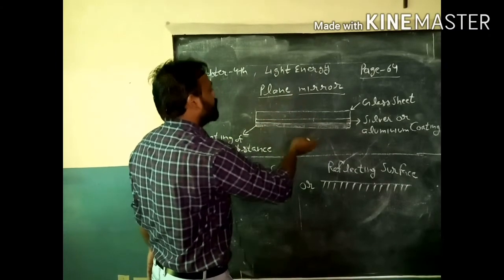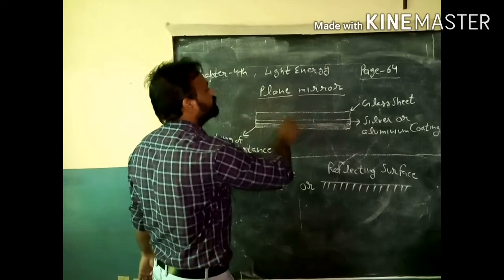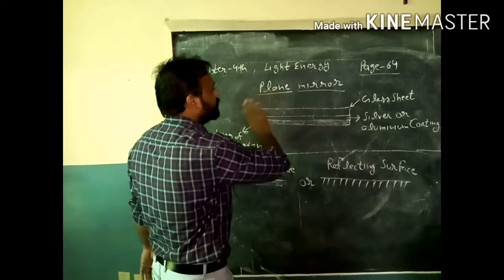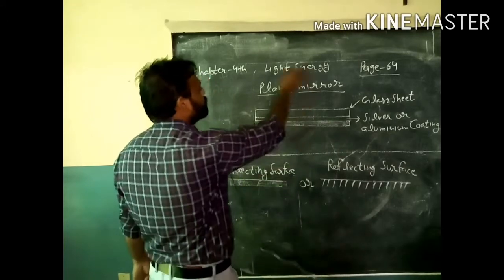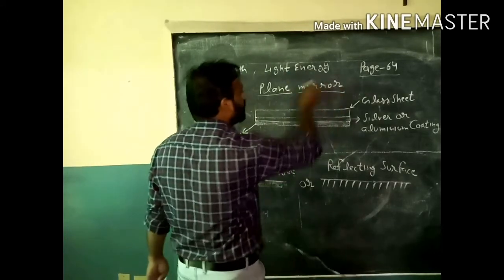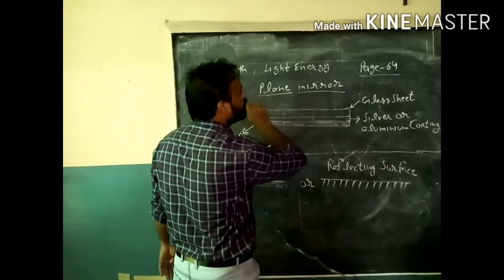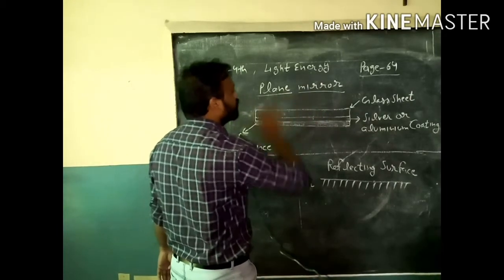But in the case of a mirror, the surface is a very regular surface. Means there are no irregularities in the case of a plane mirror. Means the surface of the mirror is totally flat, fully leveled and plane. So that is why it is called a plane mirror.